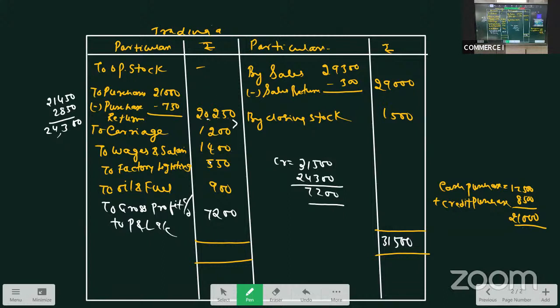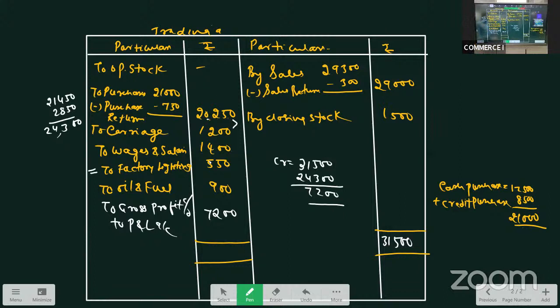So this is how we prepare a trading account, by taking all the expenses related to purchase or production or manufacturing, let us say. Manufacturing is done in a factory. I told you again and again, any expense related to factory will appear in trading account only.